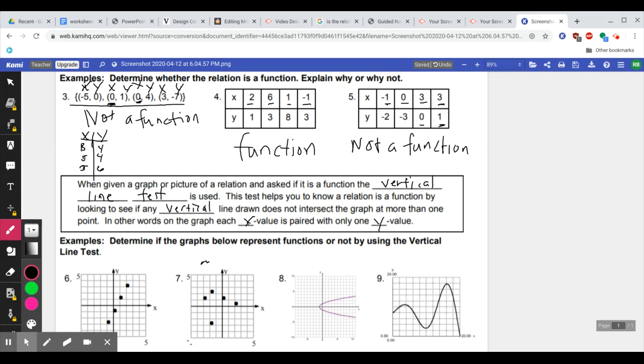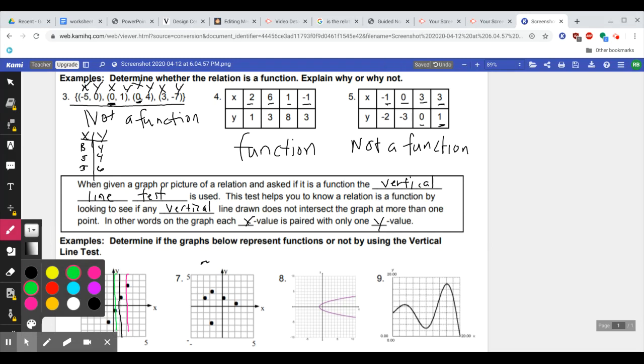And this is the very same thing that we've been talking about. The input can only have one specific output. Okay, so we're going to use the vertical line test for these. And I can put a vertical line anywhere I want. So let me put one there. Do you see how it only hits one point of that line? Let me do this one. Okay, do you see how that only hits one point of that line?